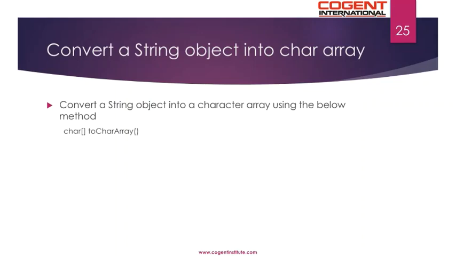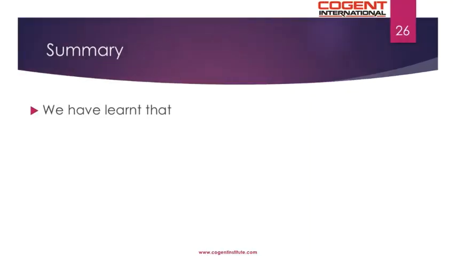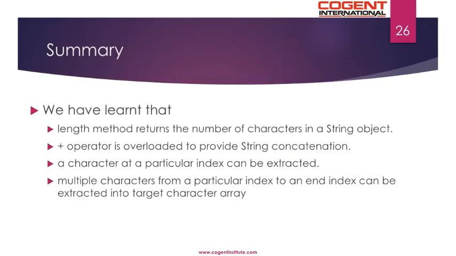To convert a string object into a character array, we can use the below method, toCharArray, which returns an array of characters. To summarize, we have learned that the length method returns the number of characters in a string object. The plus operator is overloaded and it helps in providing string concatenation. A character at a particular index can be extracted. Multiple characters from a particular index to an end index can be extracted into the target character array. A string can be converted into an array of characters.